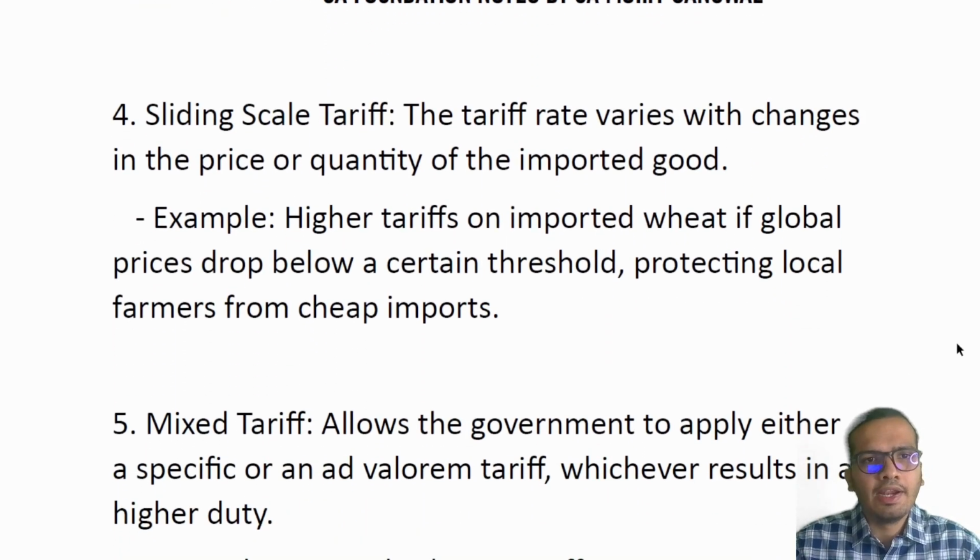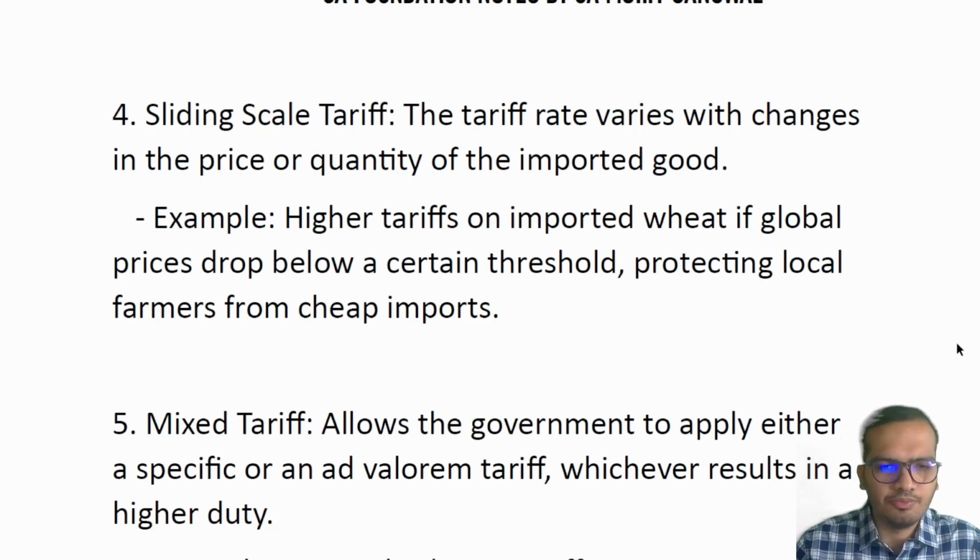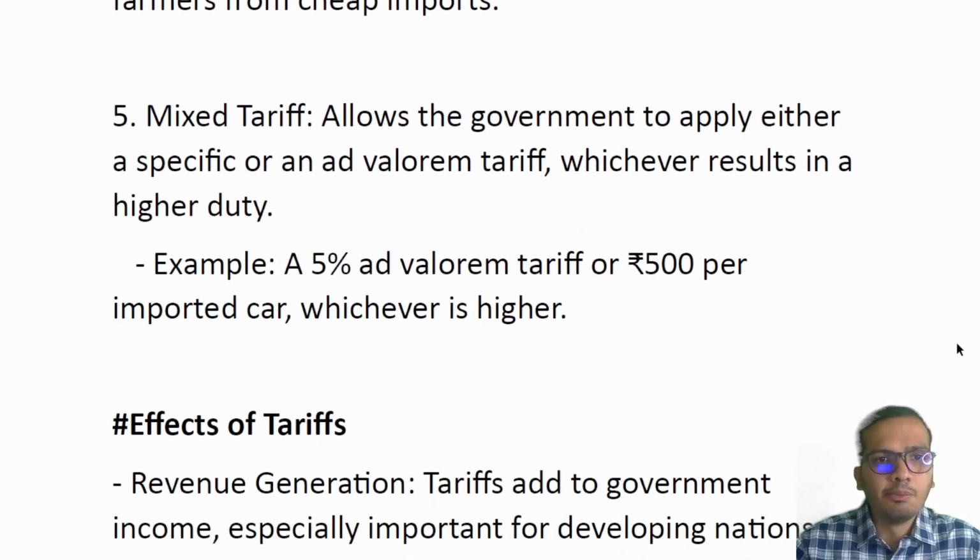Then comes sliding scale tariff. The tariff rates vary with changes in the price or quantity of the imported goods. Example could be a higher tariff on imported wheat if the global price is down below a certain threshold, protecting local farmers from cheap imports.